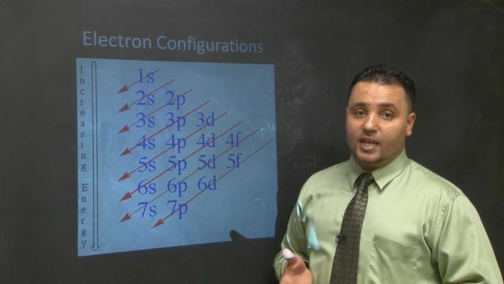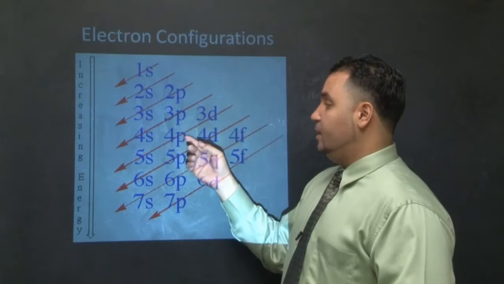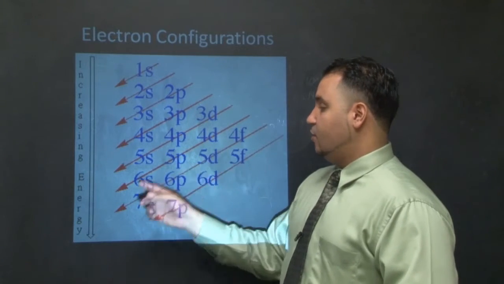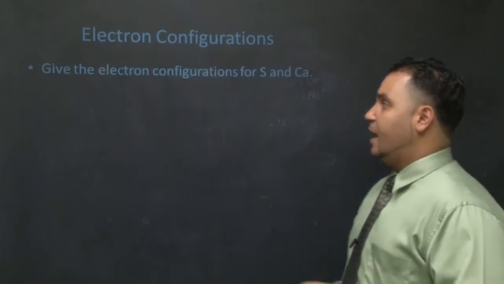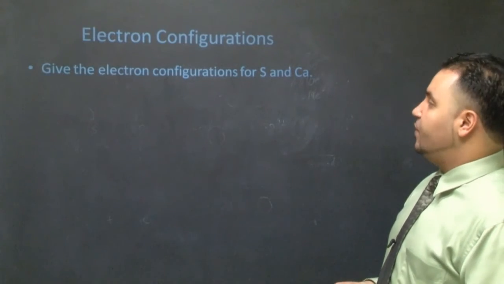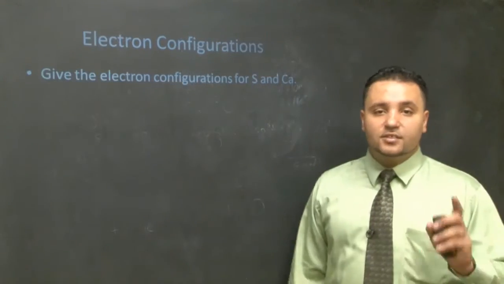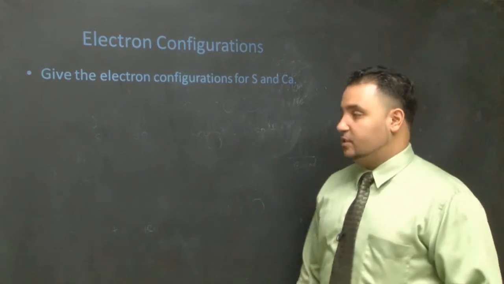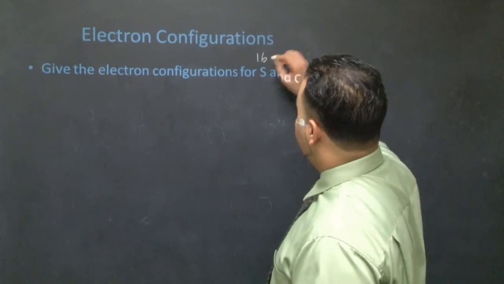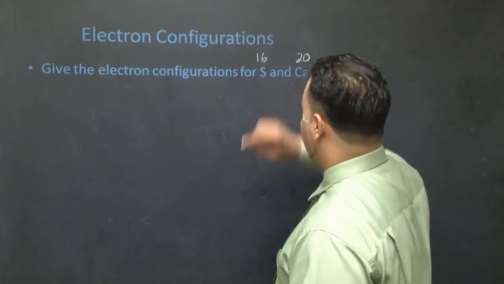Okay, so knowing the exact order plays a big role: 3d, 4p, 5s, and so forth. Okay, so let's take a look at an actual problem. What's the electron configuration for sulfur and calcium? Step 1, how many electrons does each one have? So sulfur has 16 electrons and calcium has 20 electrons.